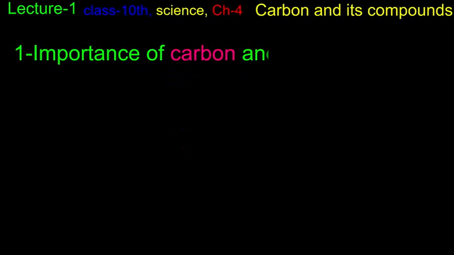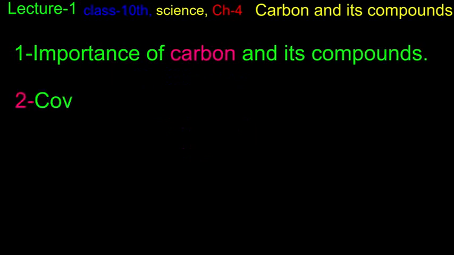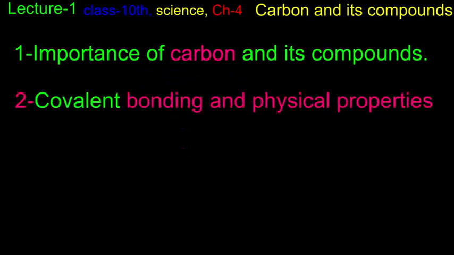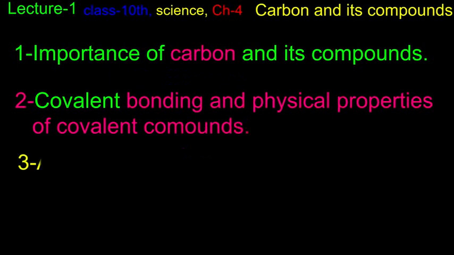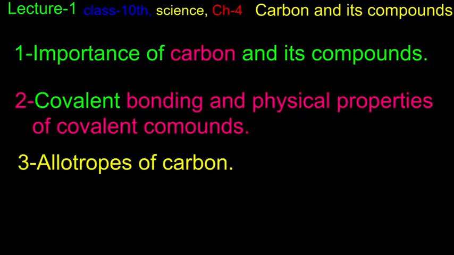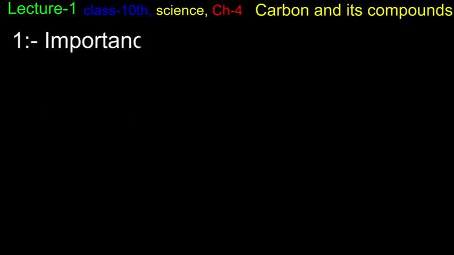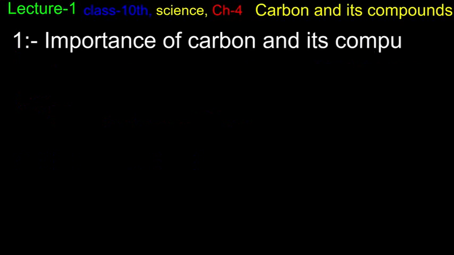This is Lecture-1, Chapter 4. You will learn in this first lecture: number 1, importance of carbon and its compounds; number 2, covalent bonding and physical properties of covalent compounds; and number 3, allotropes of carbon. First, I tell you about importance of carbon and its compounds.